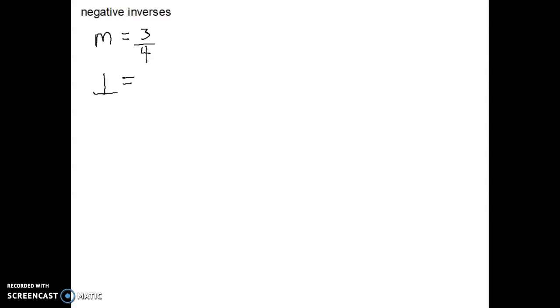Not sure why, but people often struggle with perpendicular lines. When finding the equation of a perpendicular line, all you have to do is find the negative inverse of the slope of the original line, or the gradient of the original line. So the negative inverse of 3/4 is negative inverse.